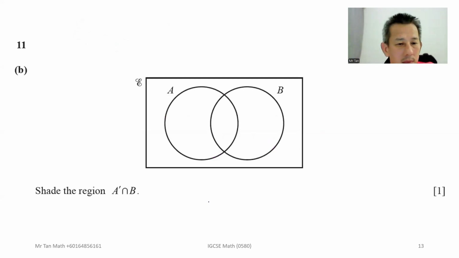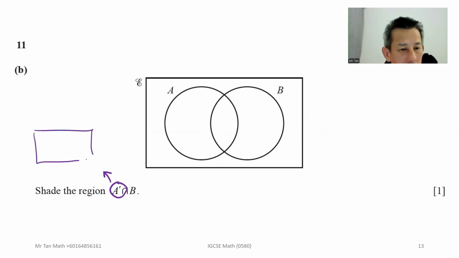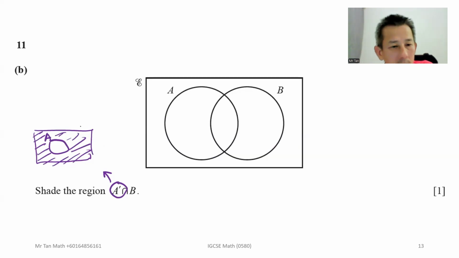11B. Shade the region A complement intersect with B. A complement is other than A. So if you were to shade, this is A. So everything here. Okay. So intersect with B.